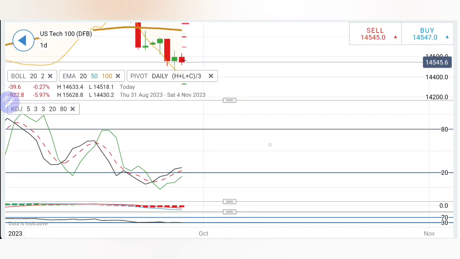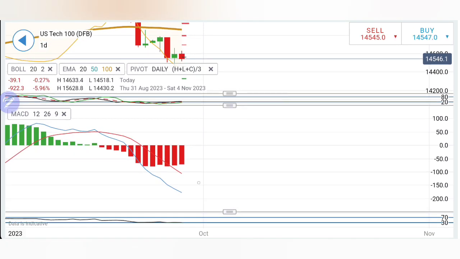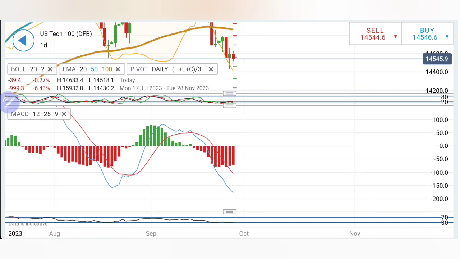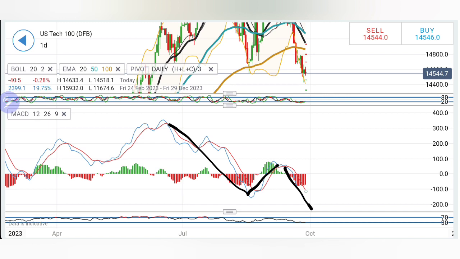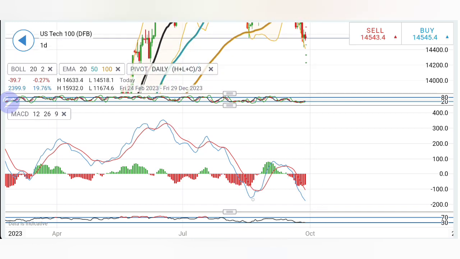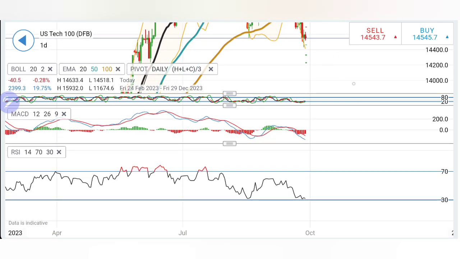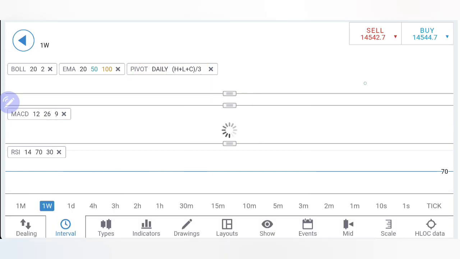Let's watch out. Stochastic has come out of the oversold levels. MACD is still trading with divergence. It is still staying bearish and it is still looking downwards. On the daily charts, it has further scope to continue on the downside. RSI is hitting the bottom. Also, let's have a look at the weekly charts.